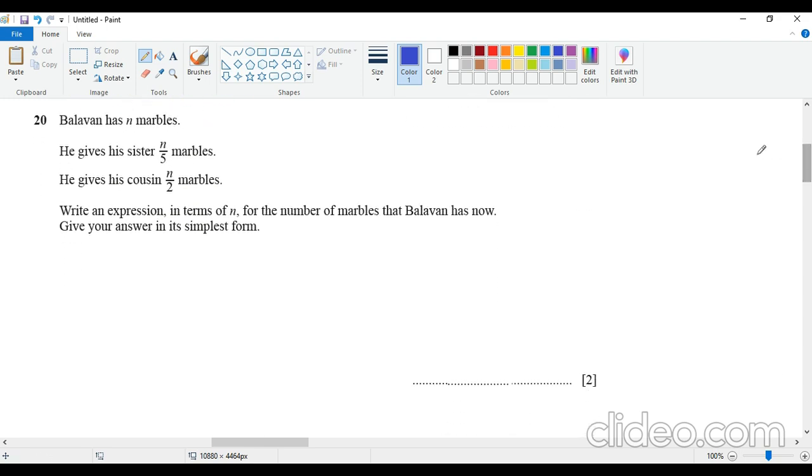In question number 20, it says Ravan has n marbles, so you must write n over here, and he gives, that means subtract. Subtract what? n over 5, minus n over 5. And then he gives means negative, cousin n over 2, n over 2. Write an expression in terms of n.